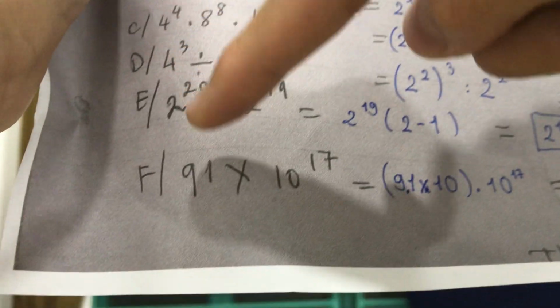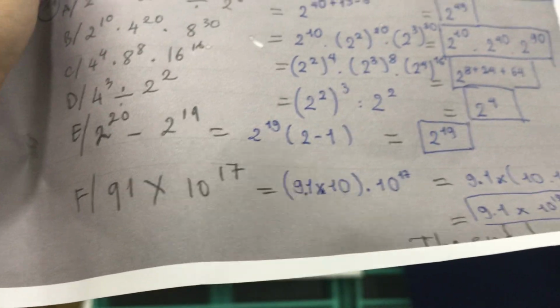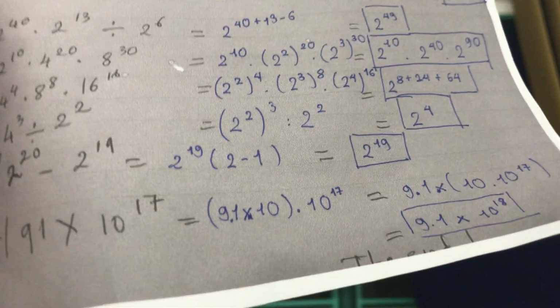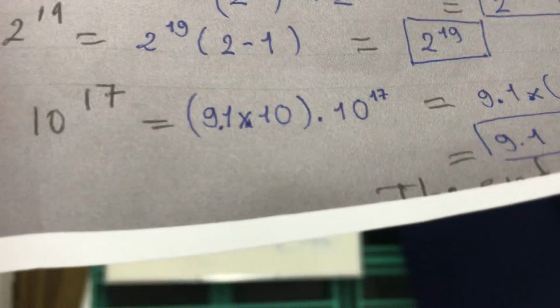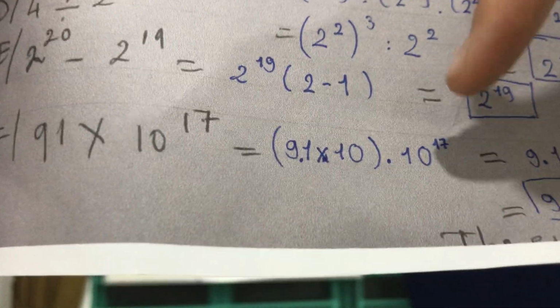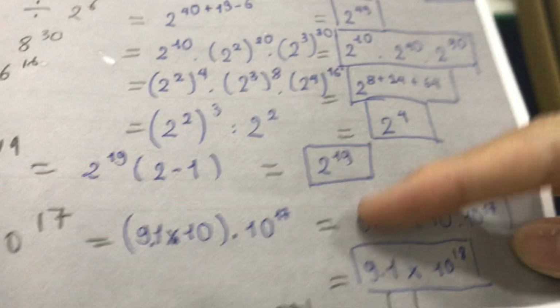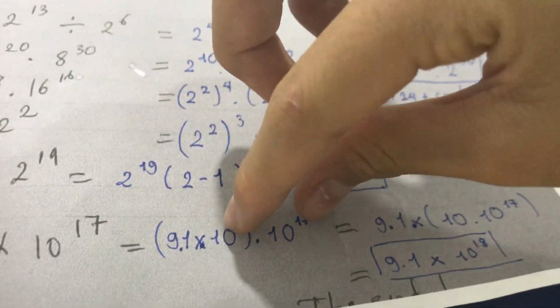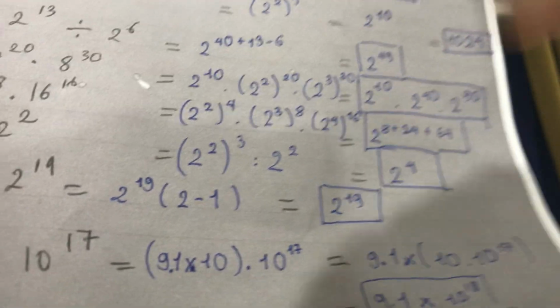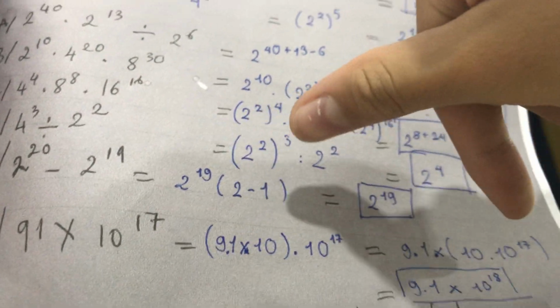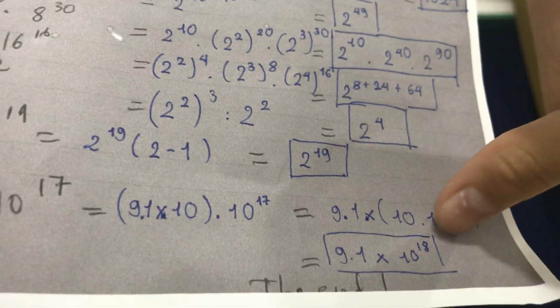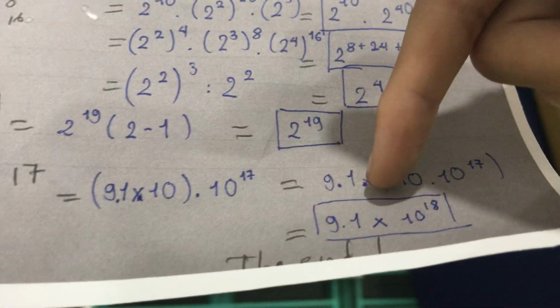Now, 91 will equal 9 and 1 tenth, times 10, because this will equal 91, times 10 to the power of 17, and we just use the other properties, and then we can switch the parentheses, and this will equal 9 to the power of 1 times 10 to the power of 18.